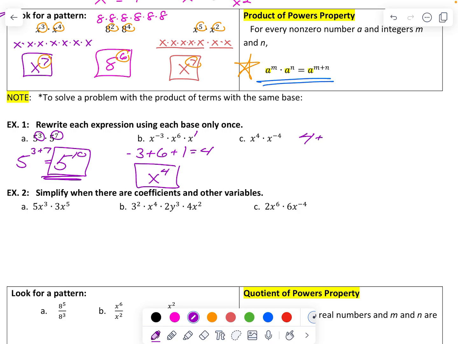Here, 4 plus negative 4 is going to give us 0. Remember, our answer is not 0, but it's x to the 0, which means our final answer is 1. Tricky question. Don't be fooled.